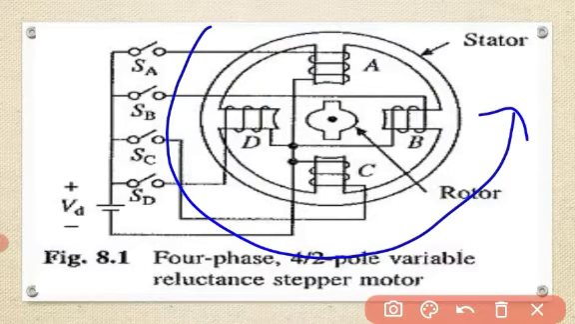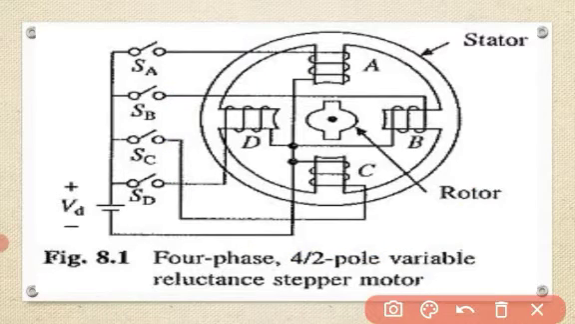So the conclusion is what? The direction of rotation depends only on the sequence in which phases are switched and is independent of the direction of current through the phases. So it entirely depends upon the sequence in which phases are switched.